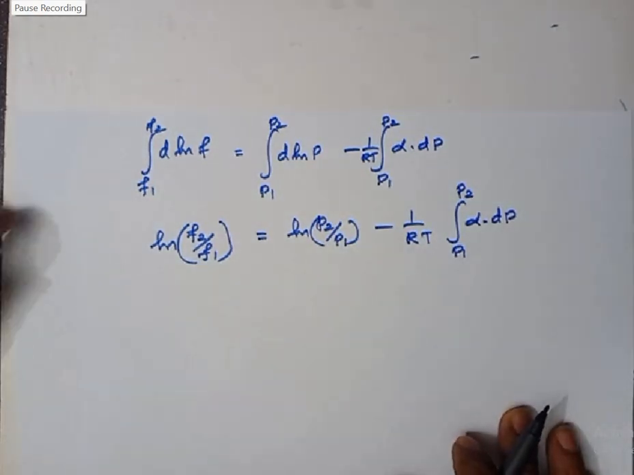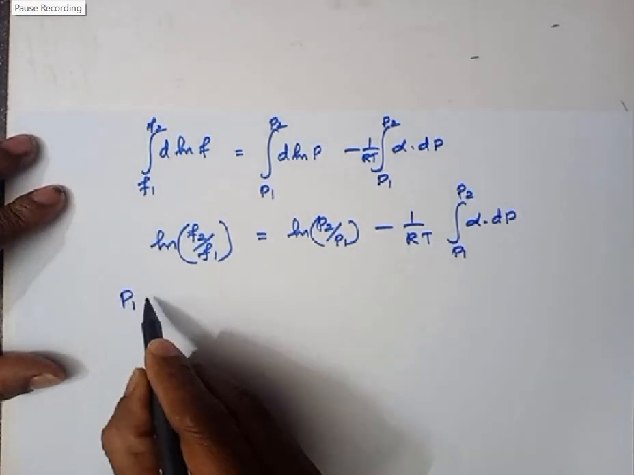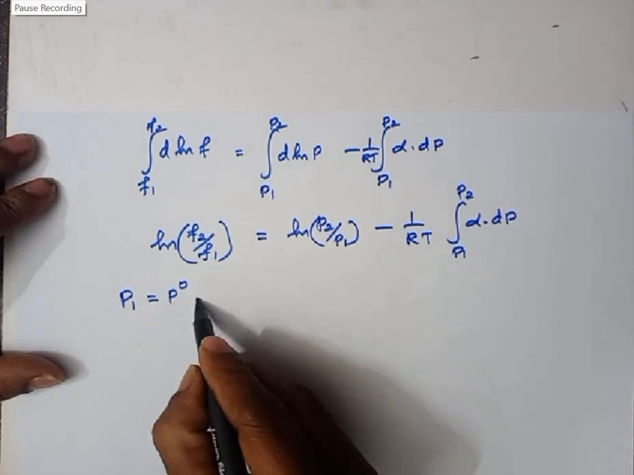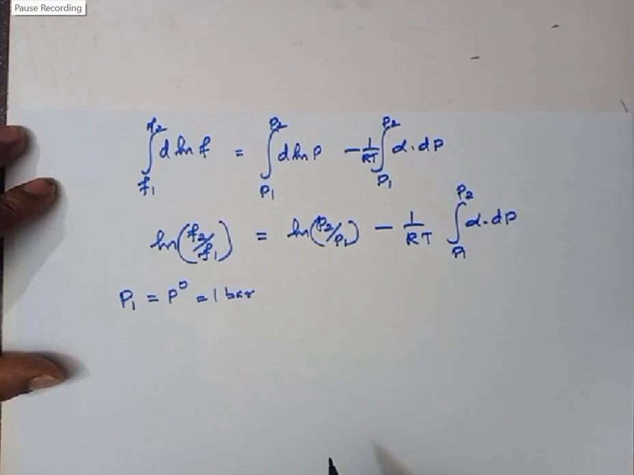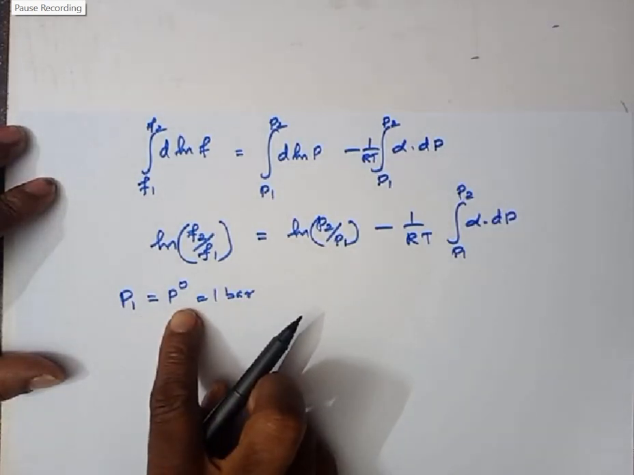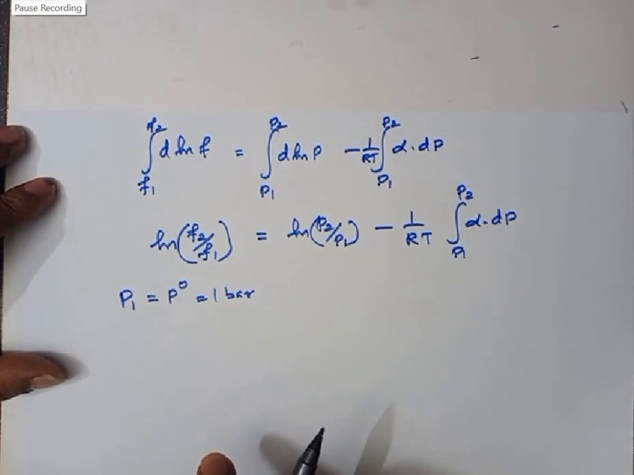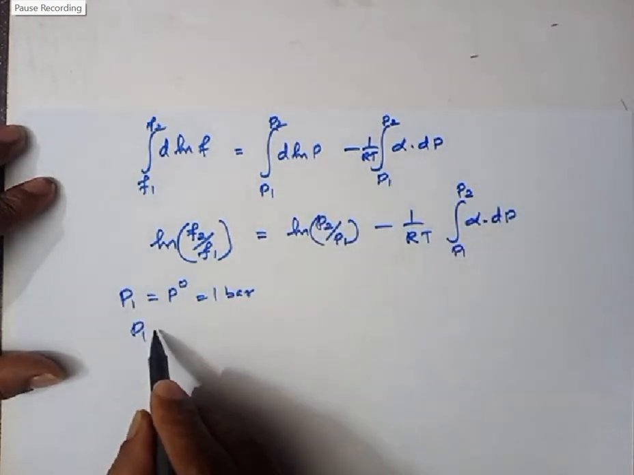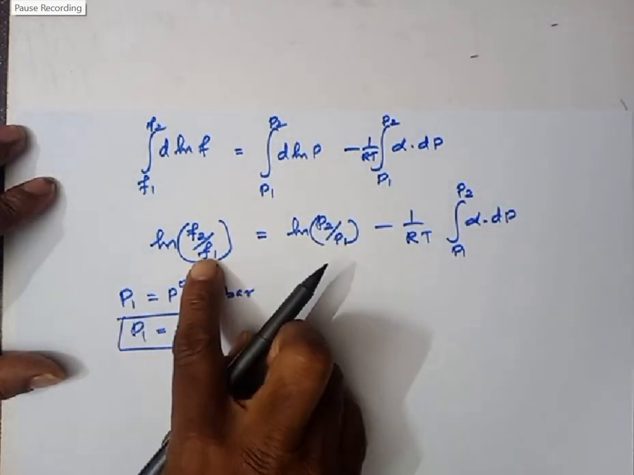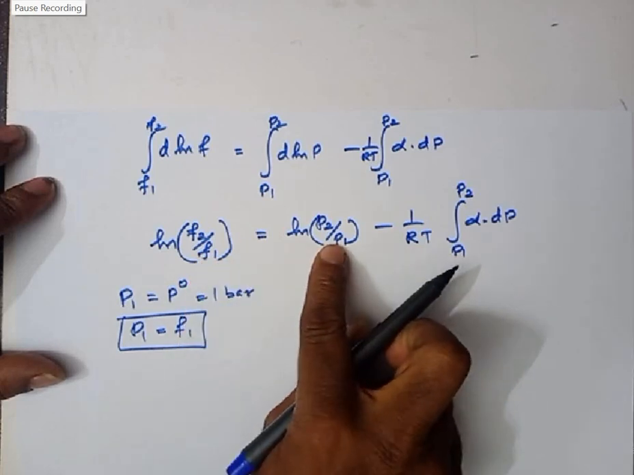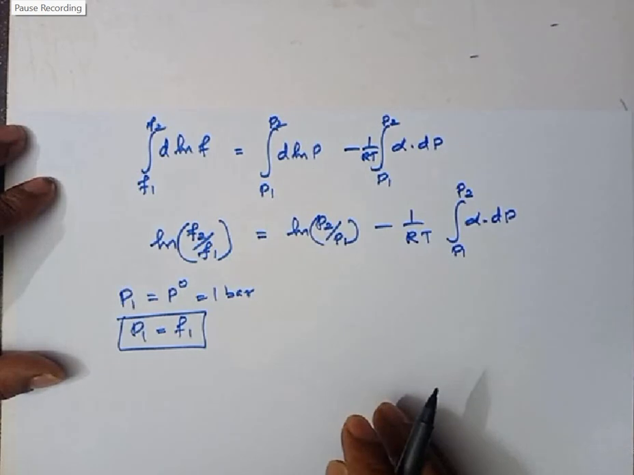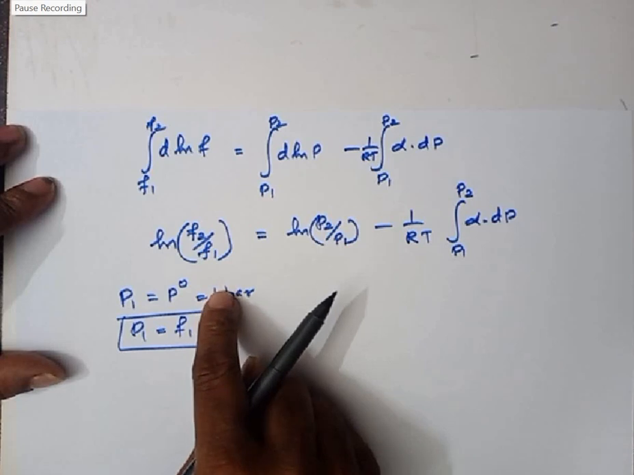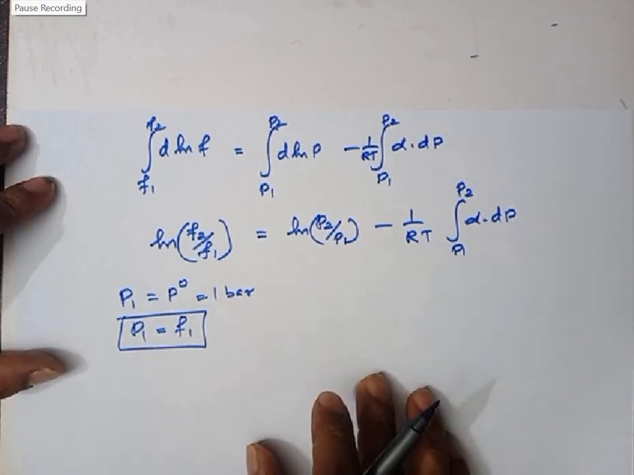Now what I'm going to do is assume that P1 equals P0. P1 means initial pressure, which I'm going to take as 1 bar. If P1 equals P0, then your gas starts to behave like an ideal gas, then P1 and F1 become equal. What is F1? F1 is the fugacity at pressure P1. F2 is the fugacity at pressure P2, correct? So if you take P1 as a low pressure, 1 bar, then P1 and F1 become equal.